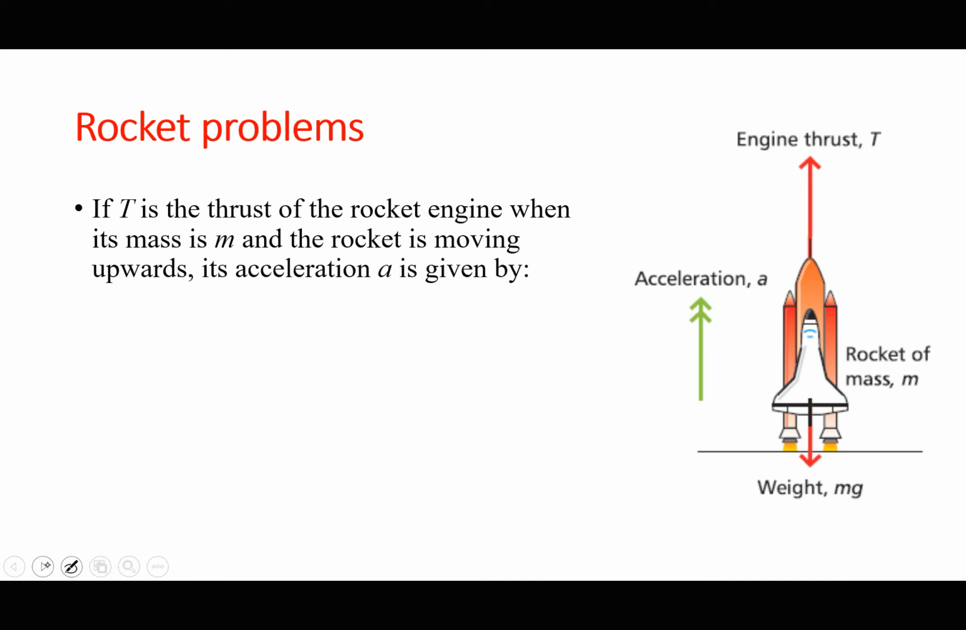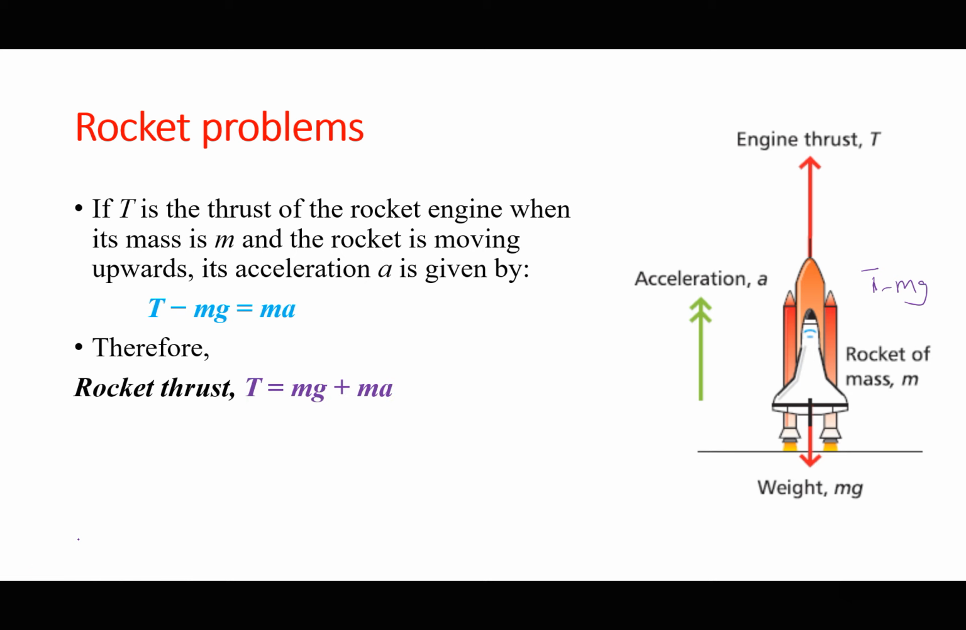So if T is the thrust of the rocket engine when its mass is m and the rocket is moving upwards, its acceleration a is going to be given by the resultant force on the rocket, which will be the thrust force upwards minus the weight mg. If it is moving upwards, the thrust force is greater than the weight. So T minus mg is going to be equal to the resultant force, which is equal to ma. And therefore, if I make T the subject, T is going to be equal to mg plus ma.